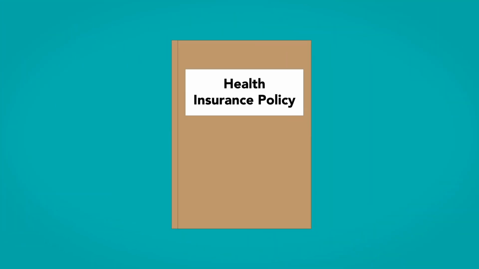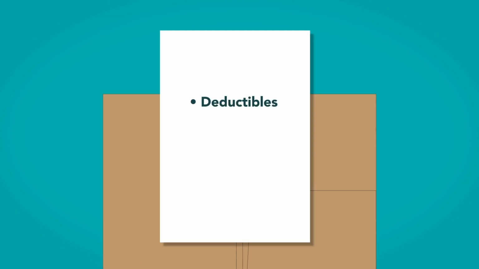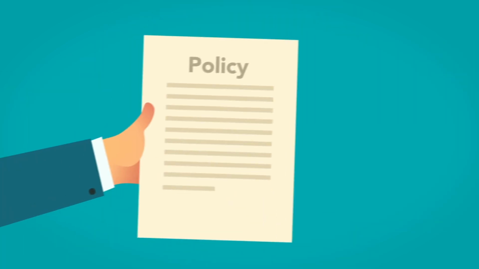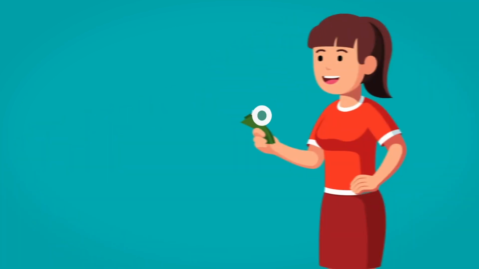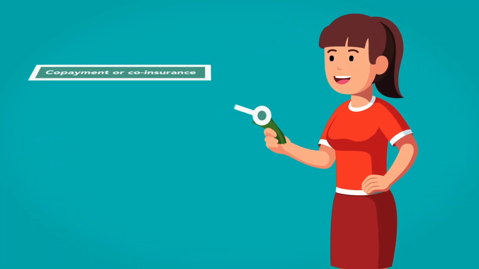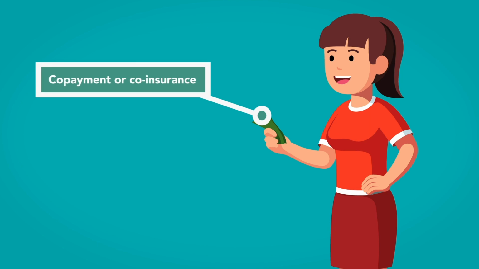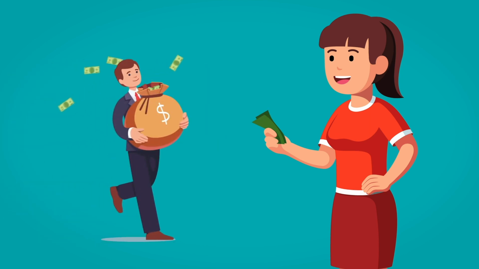Health insurance policies are full of terms such as deductibles, copayments, and coinsurance. Let's look at what these terms mean. Other than for preventative services, a policyholder must first pay a deductible before the insurance plan pays any benefits. After she pays the deductible, she'll pay a copayment or coinsurance for covered services. The insurer pays the rest.